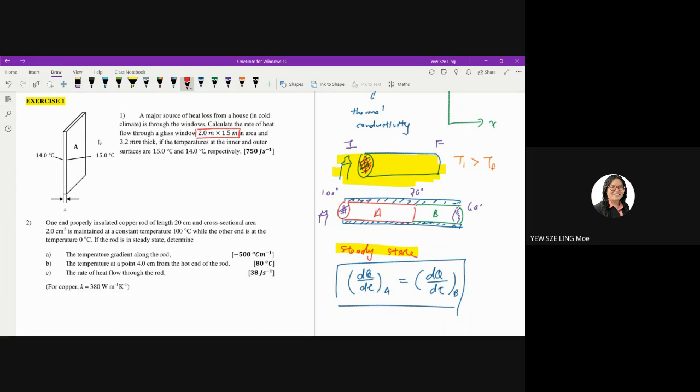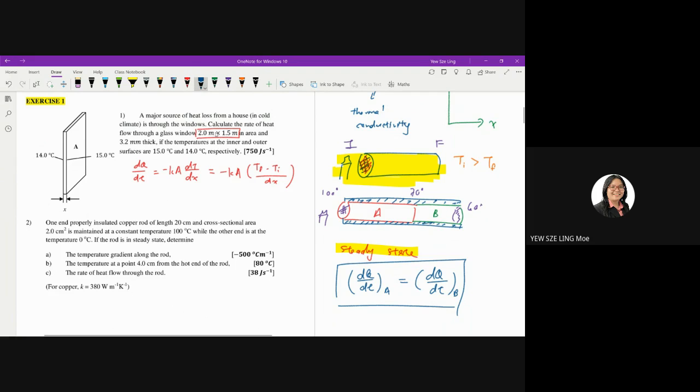Calculate the rate of heat transfer. Okay, so the question is asking for dQ over dt. So dQ over dt is equal to negative kA dT over dx. That is what we know based on the definition. And it can be written as negative kA (T final minus T initial) divided by dx. So now let's see, do we have enough information to solve this question?